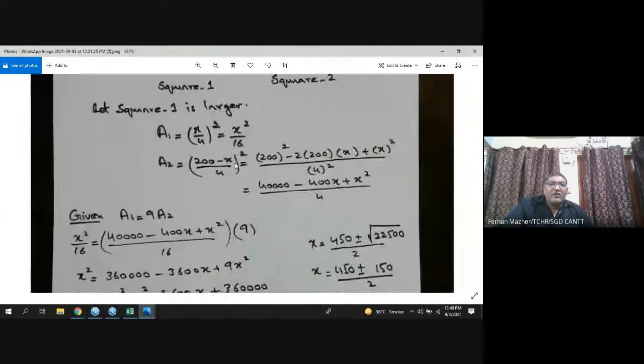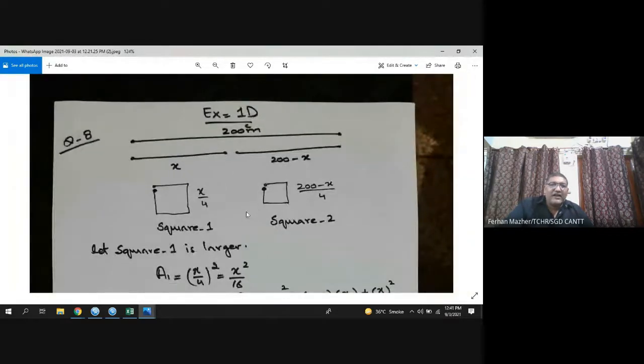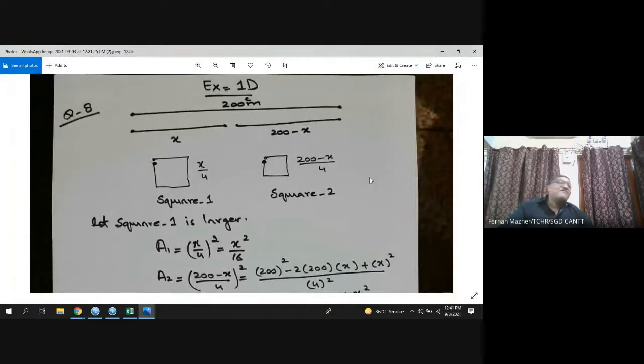So here we go. We have a wire. This is question number 8, sorry. We have a wire which is 200 centimeter long. So what we did, we cut it into two pieces. As you can see here, two pieces. Suppose one piece is x centimeter long, then the other piece will be 200 minus x.